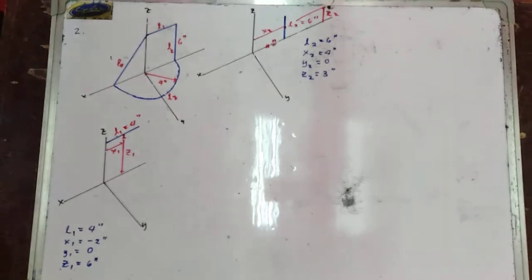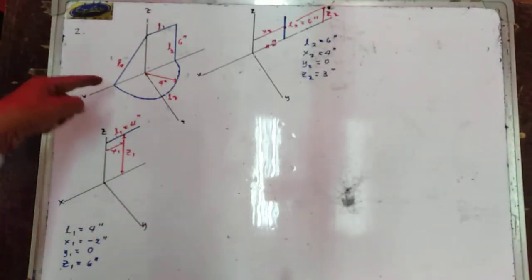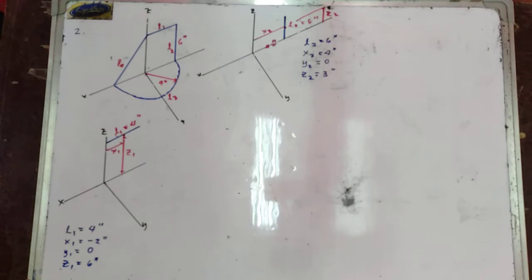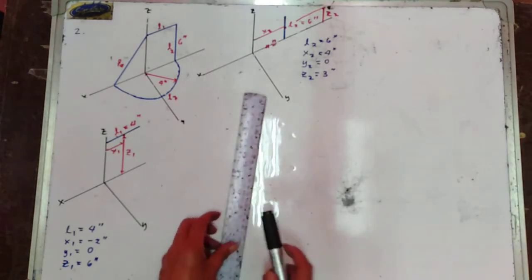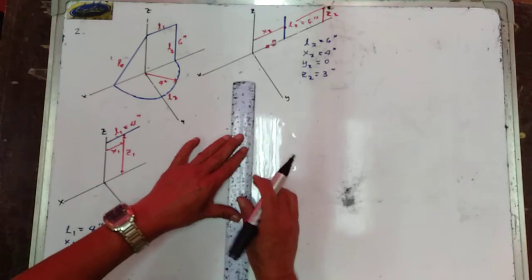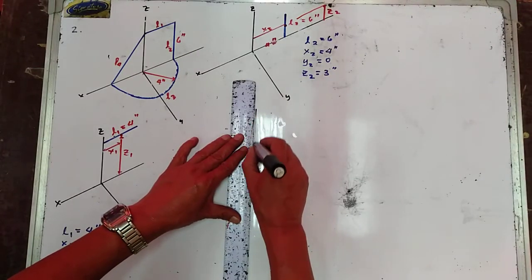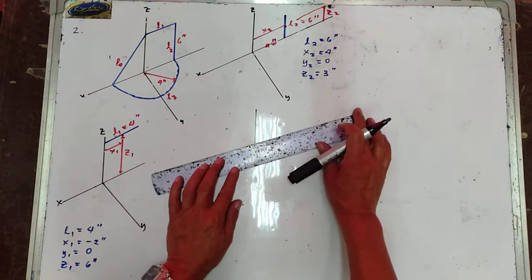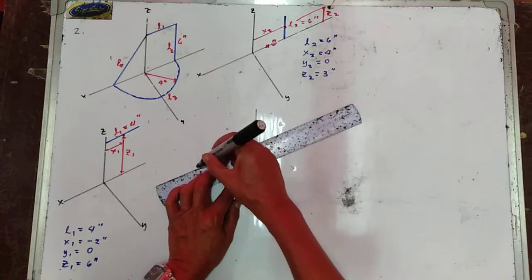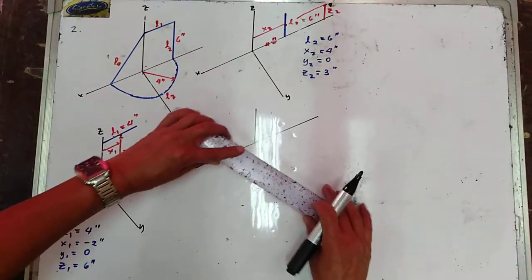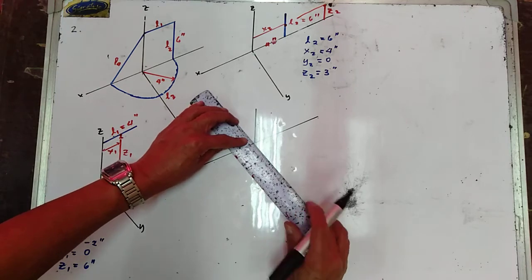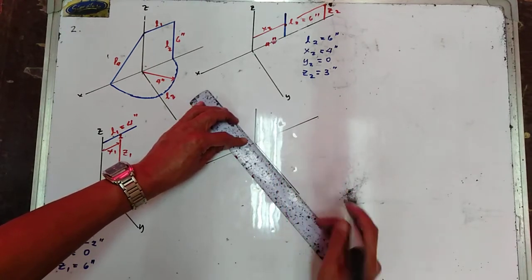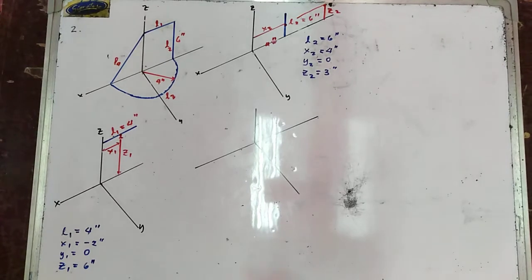So let us proceed to the next line, and this is now your semicircular arc. We have your z-axis, and then we have the x-axis, and then we have the y-axis. So we now have your semicircular arc, which is now your L3.